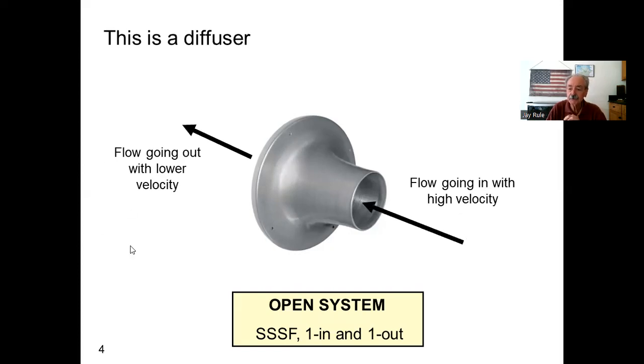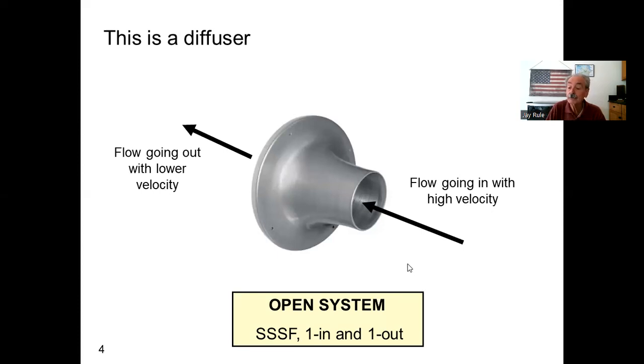Now, this is a diffuser, so interestingly, you'll see that the piece of equipment did not change. All I showed on my sketch was flow going in the smaller area and flow leaving the larger area, flow going in with a high velocity, flow leaving with a lower velocity.